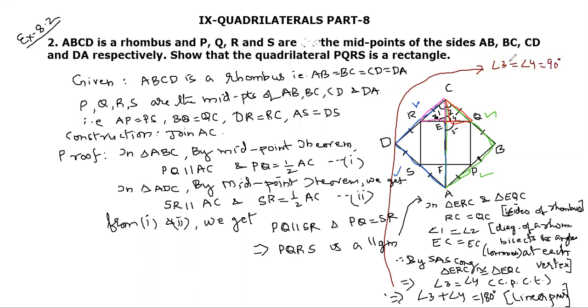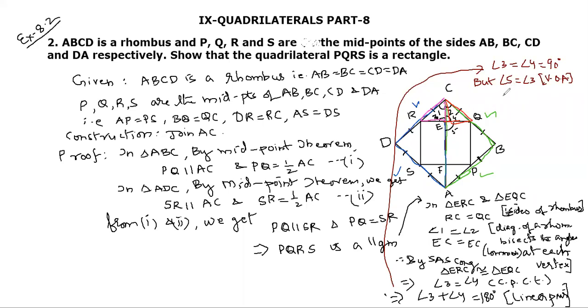So angle 3 and angle 4 are 90 degrees, and angle 5 is equal to angle 3. Why? Because vertically opposite angles are equal.